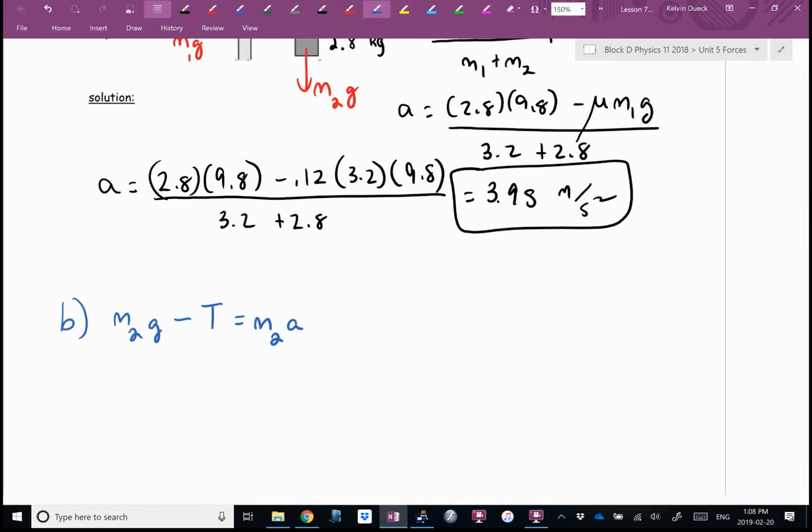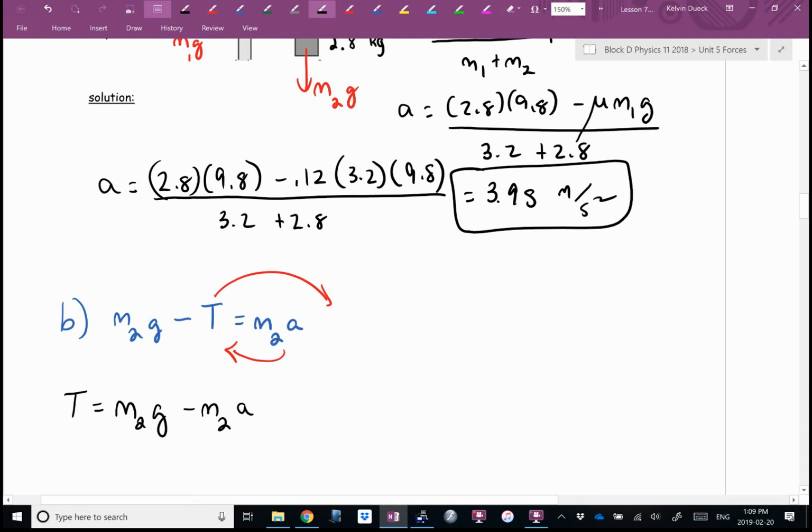What's right in front of the T that I don't like, folks? Minus. Swappy dance time. So I'm going to plus this over, and I'm going to minus this over, and I'm going to get the M2G drops down like a domino. There's a minus M2A. I'm going to put the T equals on this side. But do you notice what's sitting right here? A. That's why I had to walk through this step first.